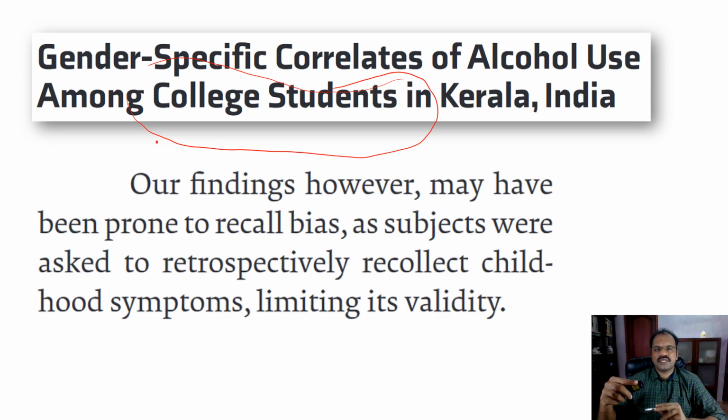But again, in the discussion section, they specifically mentioned that there is a possibility of recall bias, because the subjects were asked to retrospectively recollect childhood symptoms, limiting its validity. So many people may not remember correctly whether they had hyperactivity in the childhood, whether they had inattention in the childhood and all. So because of that, as the authors rightly point out, there is a possibility of recall bias. Again, many authors may not specifically mention that there is a possibility of this kind of bias. As a reader, as a reviewer, as a researcher, as a student, you have to reach your own judgments using the kind of skills that you are learning from this presentation.